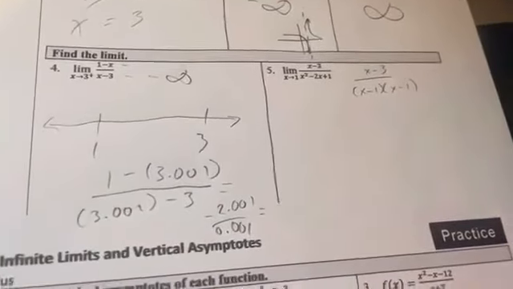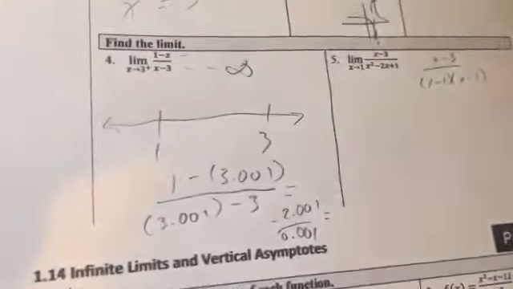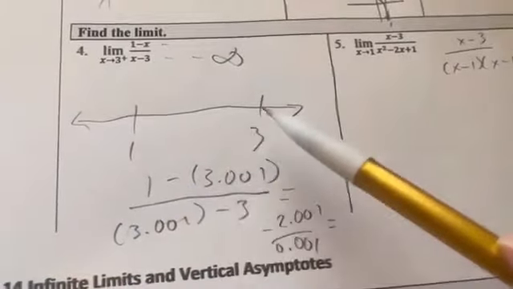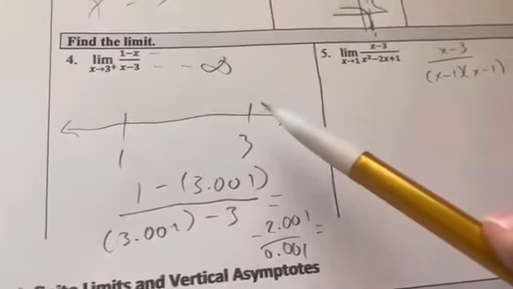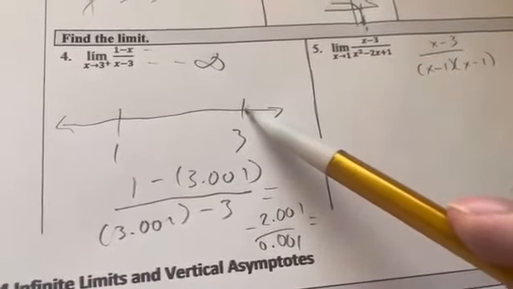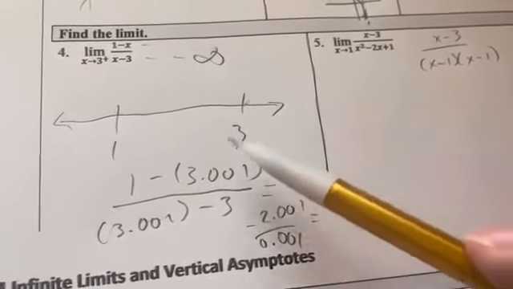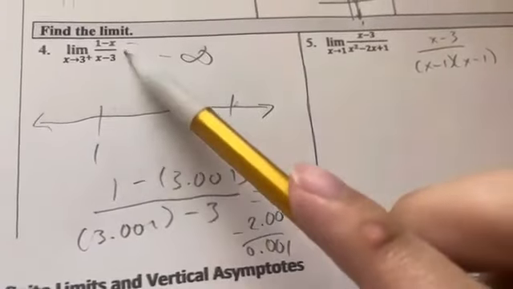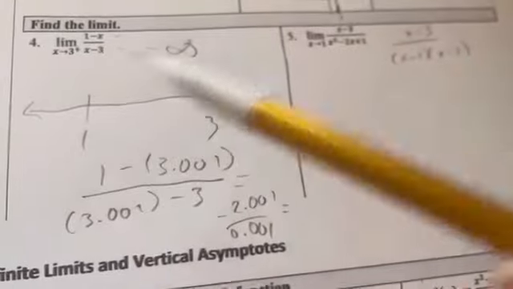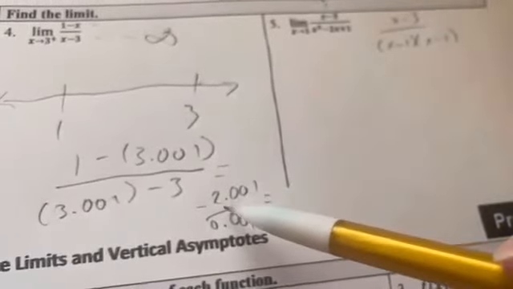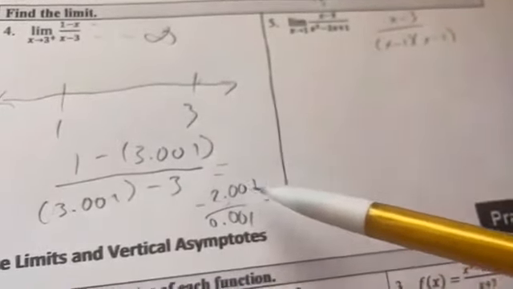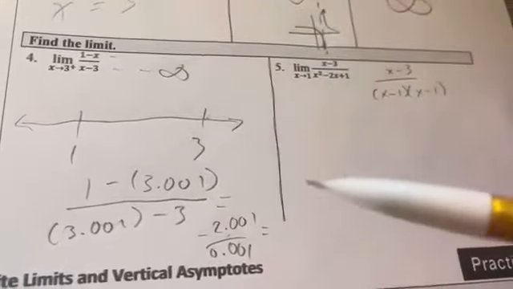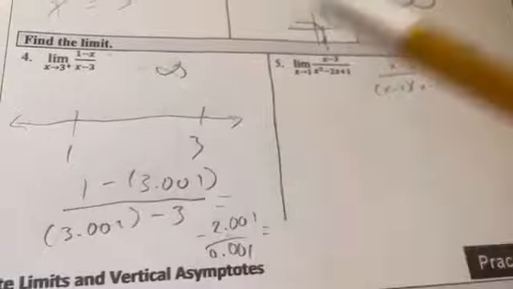Now to do it without the graph. To find the limit right here, we want to draw our number line just for visualization. It approaches 3 from the right, so we want to pick a number that's really close to 3, that's a little bit bigger. So we chose 3.001. We plugged it in place of x in this function, and we found this to be negative 2.001 over 0.001, and this is equal to negative infinity. So we know the limit is negative infinity.